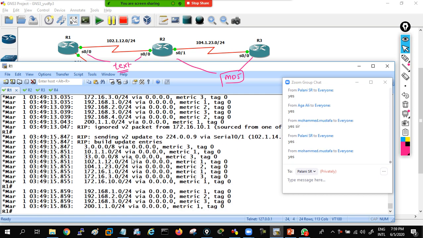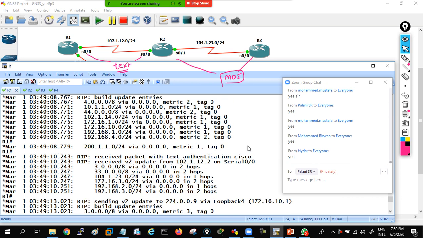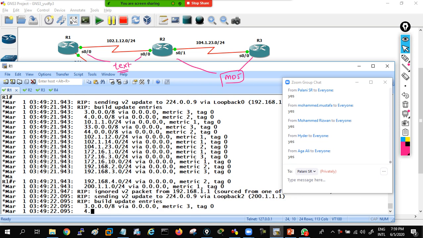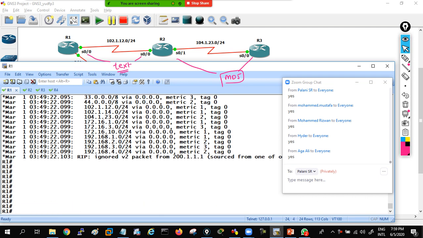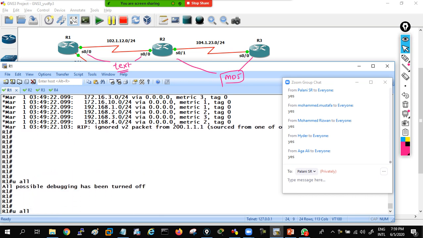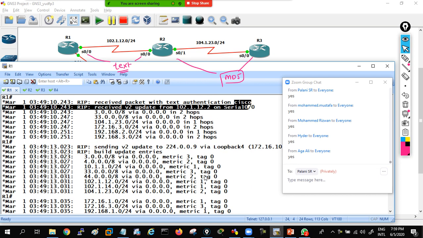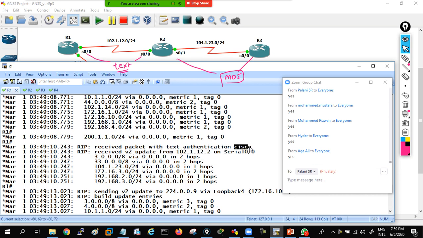Now you will see somewhere here, it matches, right? Now in router 1 also I saw somewhere. See that? Cisco. I can see the authentication key between router 1 and router 2.